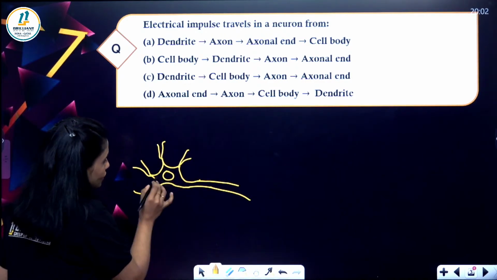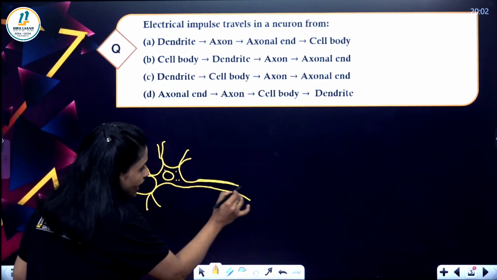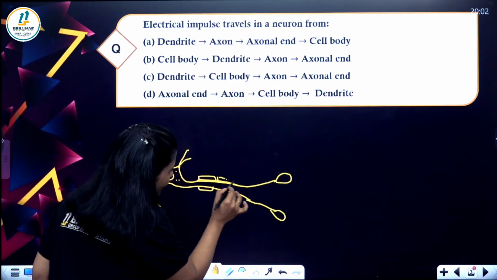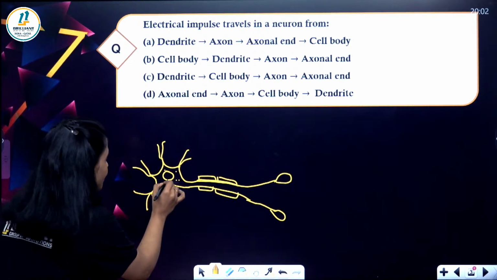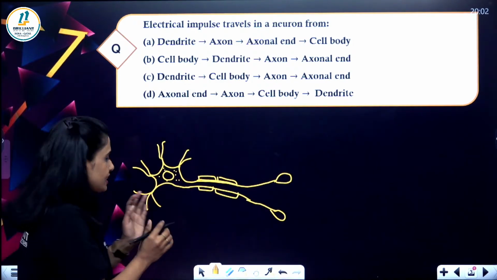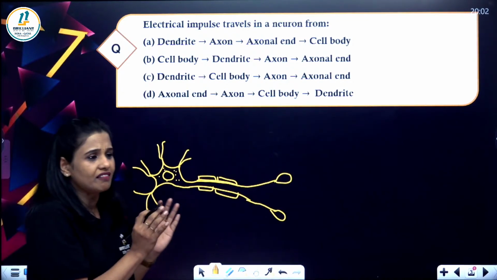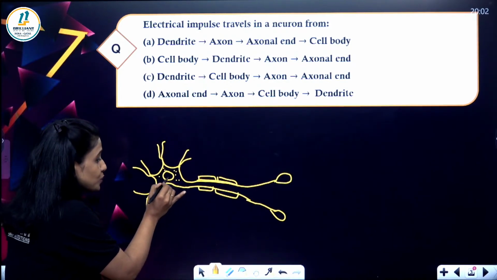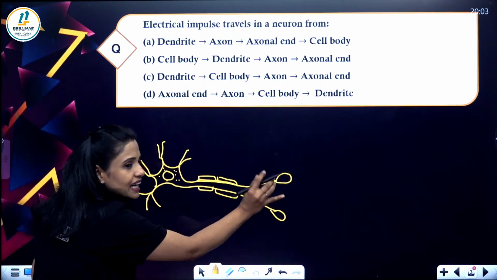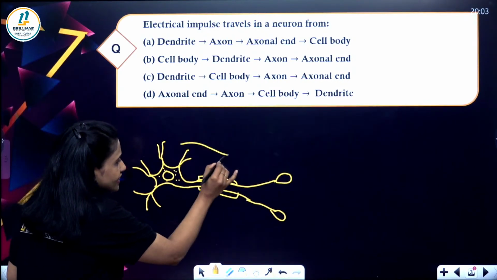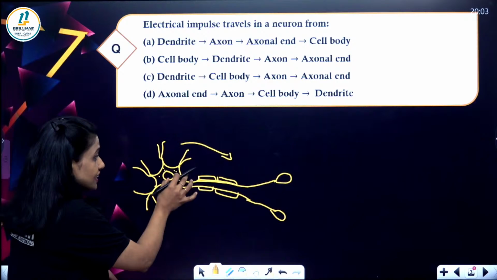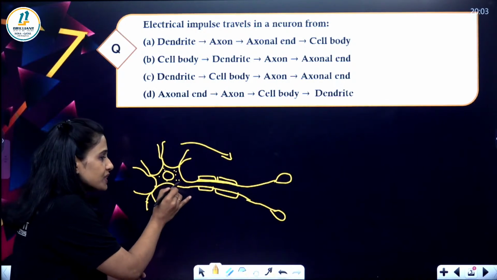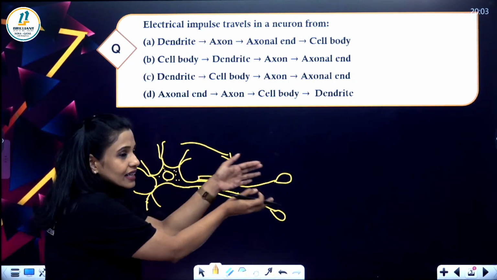Dendrite, dendron, you can see, the cell body, axon and axon endings, and the myelin sheath. Here you can see how the nerve impulse travels. The nerve impulse always travels from dendrite to dendron to cell body to axon, then axonal endings. This is the direction through which the nerve impulse always travels.